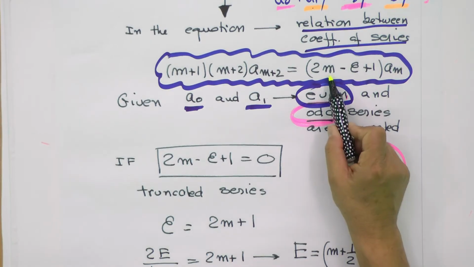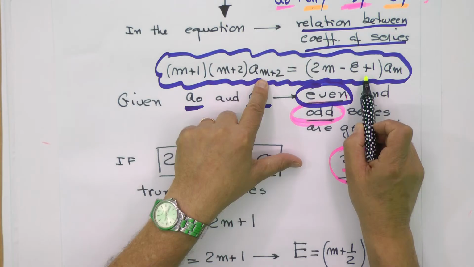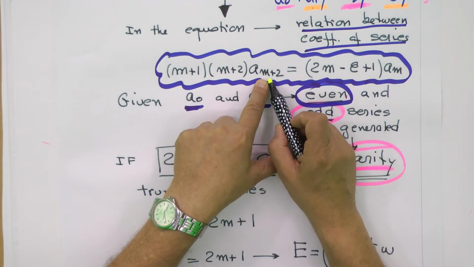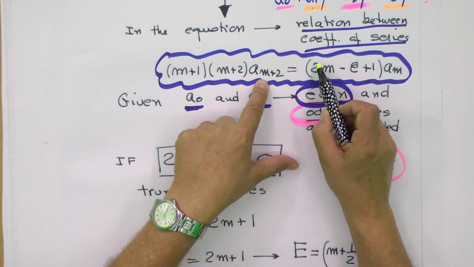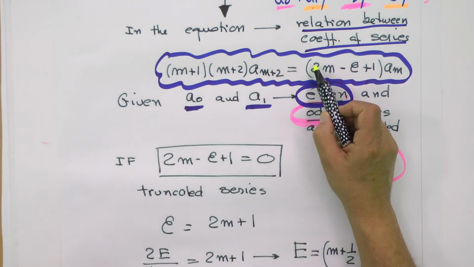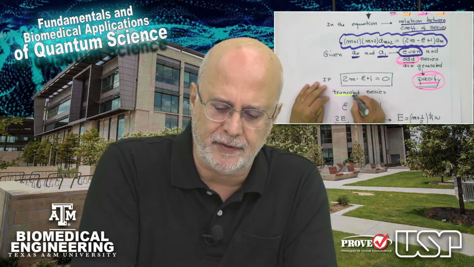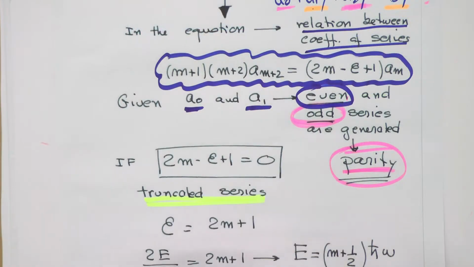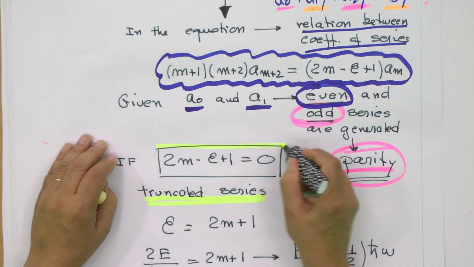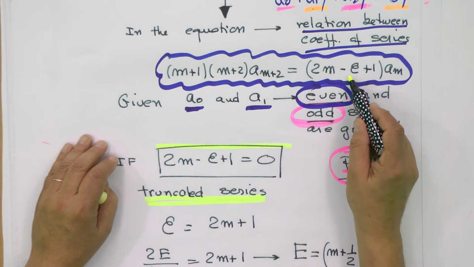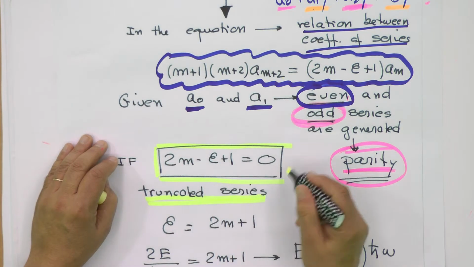If for some specific m this is 0, it turns out that from that m on, a_(m+2) is equal to 0 because this term is 0. And therefore, I stop the series at that point. Normally we call this a truncation of the series. I hope this is the right word in English, truncation. So this condition here, 2m minus epsilon plus 1 equal to 0, is a very important condition.